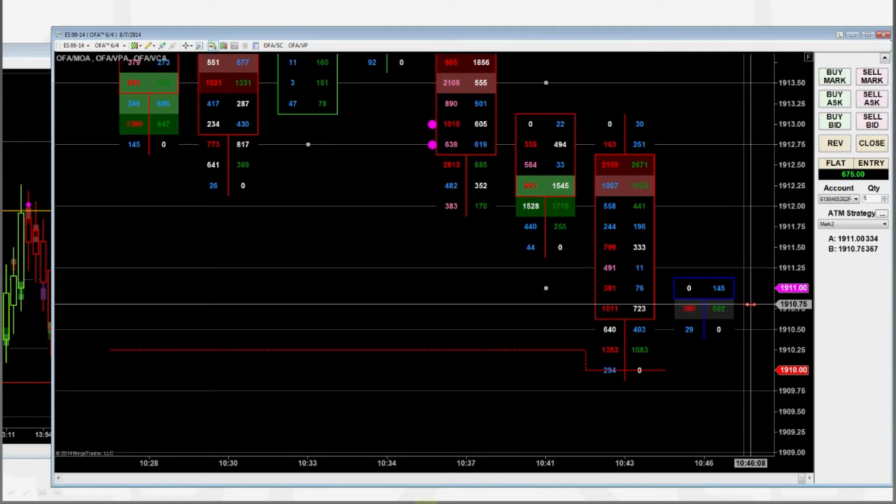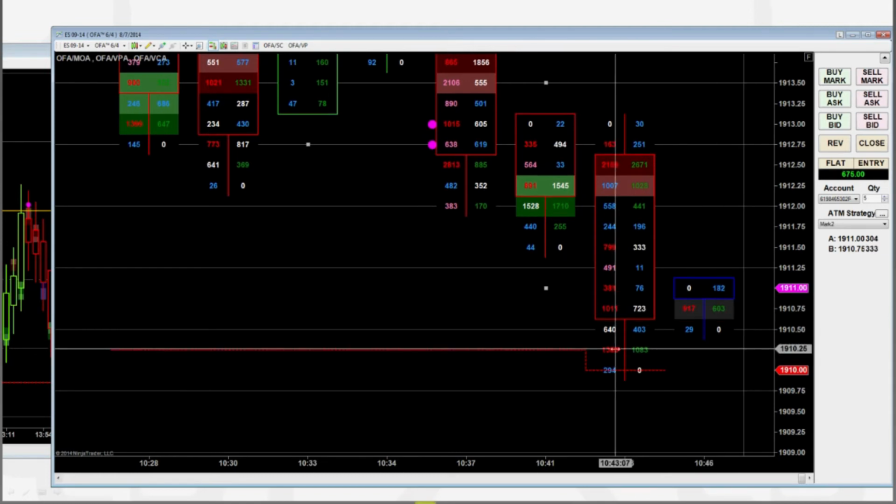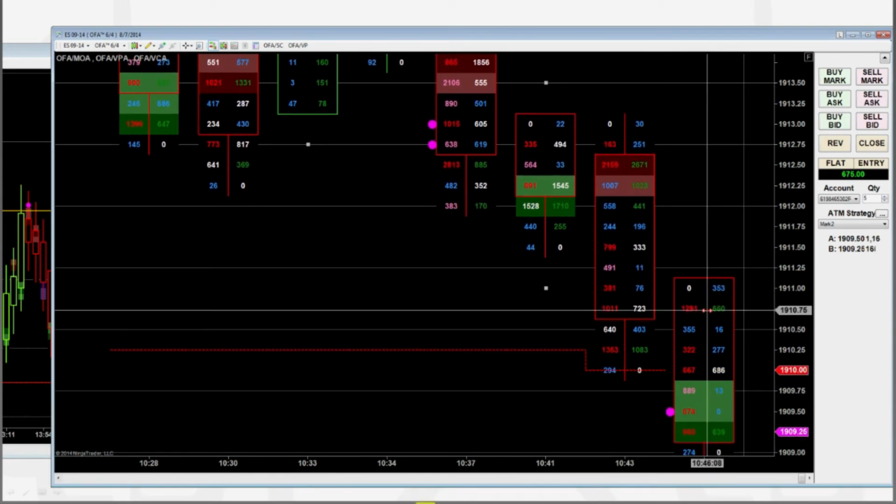I'm not taking it because, again, once I get into a trade, I'm focusing on the market. So this is telling me right now that the buyers were holding, popped up. I want to see a lot more activity at the bid. And it's perfect.